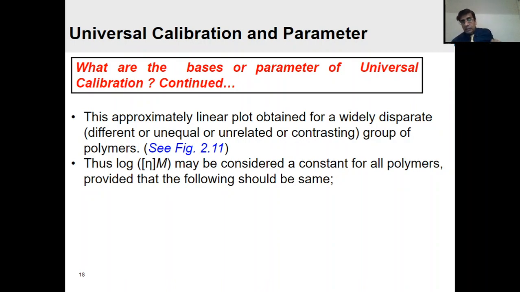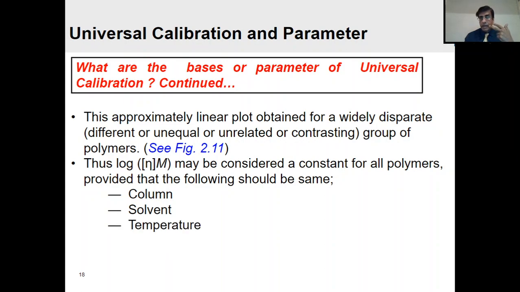We can only use this one universal calibration parameter under these conditions. Same column, same solvent, same temperature, and the elution volume at the same amount of volume should be required to exclude that particular polymer. Then it is applicable, otherwise it's not. If any of these four are not the same, this calibration graph cannot be used.